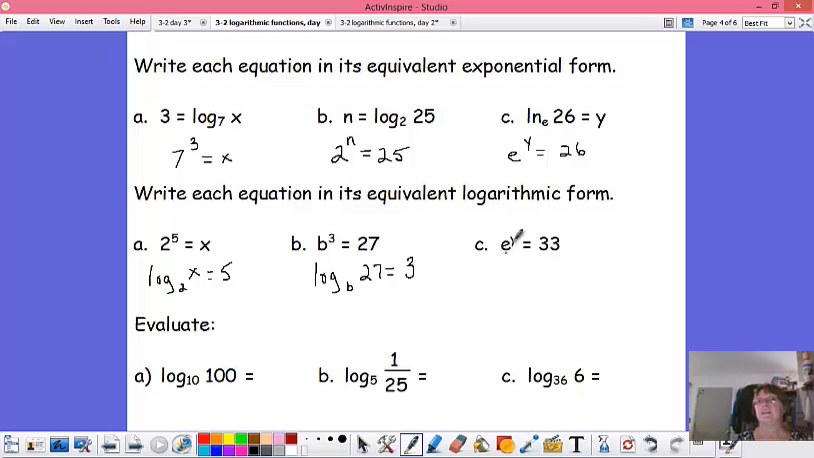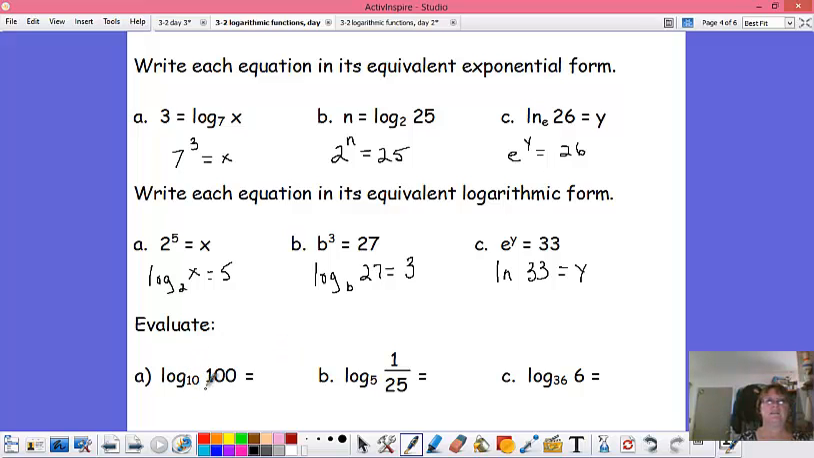How about here, where our base is e? So we're going to be talking not log, but ln, natural log. So let's see, that would work out. The natural log, which assumes base e, of 33 equals y. y is the exponent that you raise e to get 33. It takes just a little bit of practice to go back and forth between those formats.